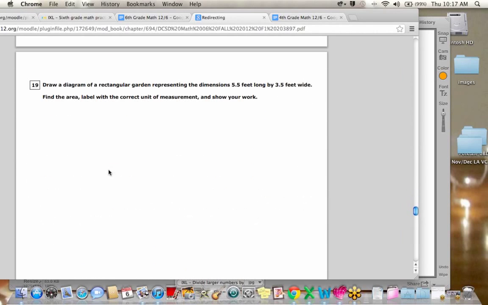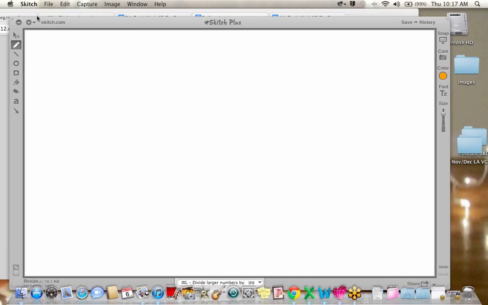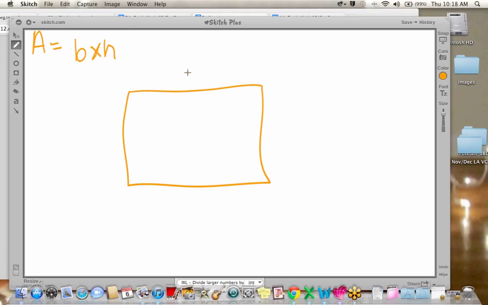Okay, this one's pretty simple. We just had to find the area of a rectangle. So you need to know that the formula for area of a rectangle is just base times height. They told us the base was 5.5 and the height was 3.5. So all you had to do was just multiply them together. Go ahead and do that now.